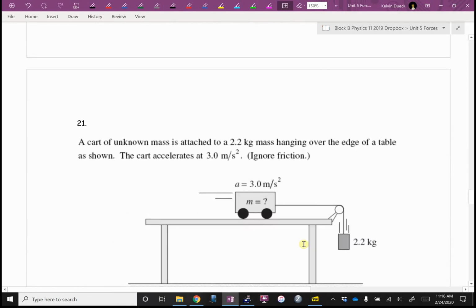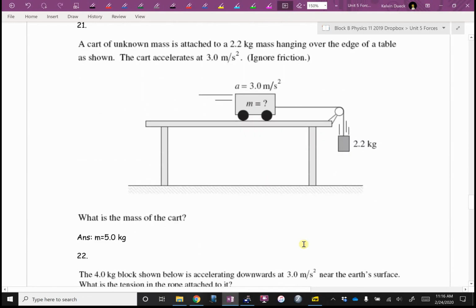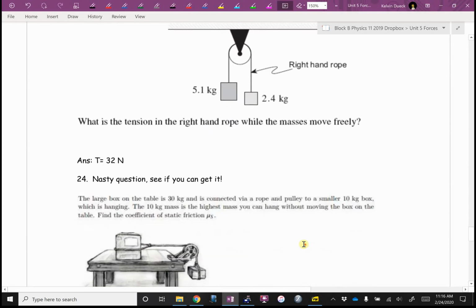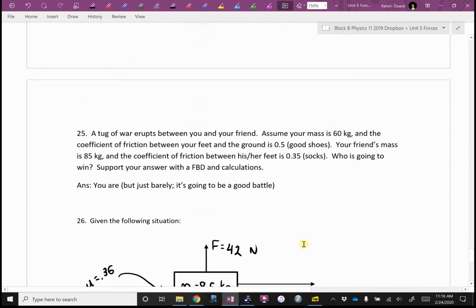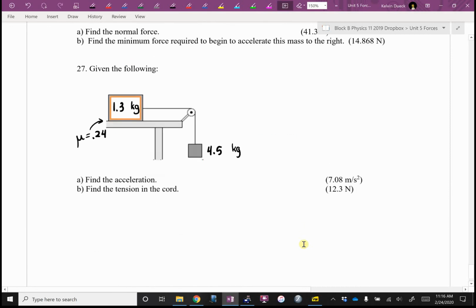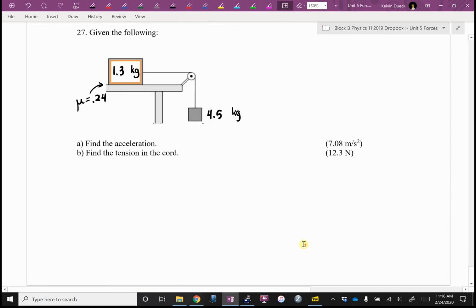Tricky. 21 is a find a missing mass question. Tricky. And I think the rest are good.